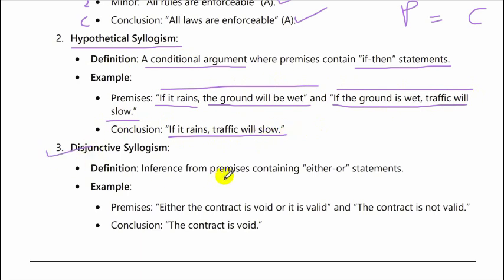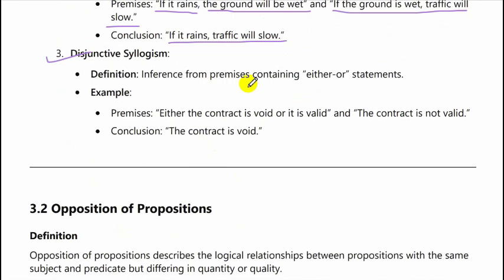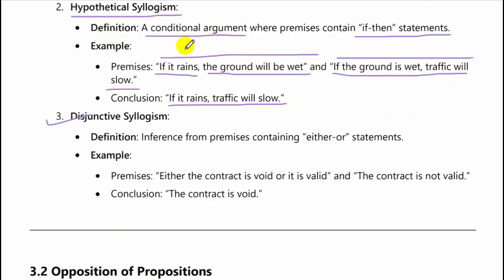Disjunctive syllogism. Inference from premises containing either-or statements. This is disjunctive syllogism. In the hypothetical syllogisms, we used if-then. In the disjunctive syllogisms, we use either-or. Example. Let's understand this through an example. Either the contract is void or it is valid, and the contract is not valid. Therefore, the conclusion is the contract is void. I hope this is very clear through the example itself.